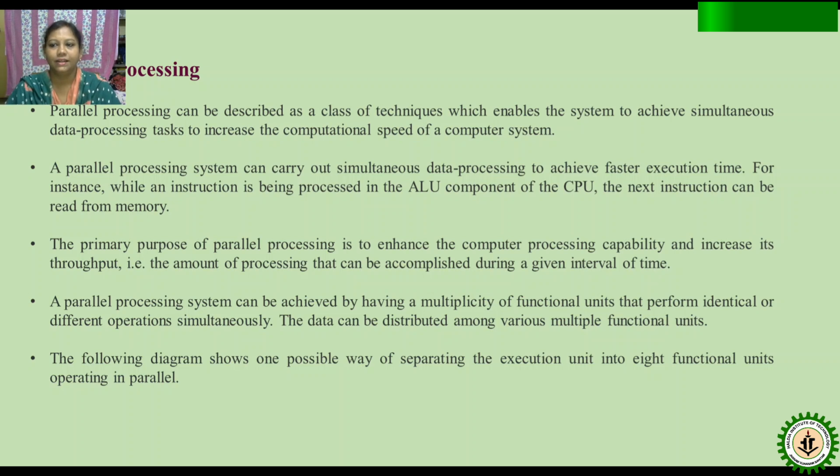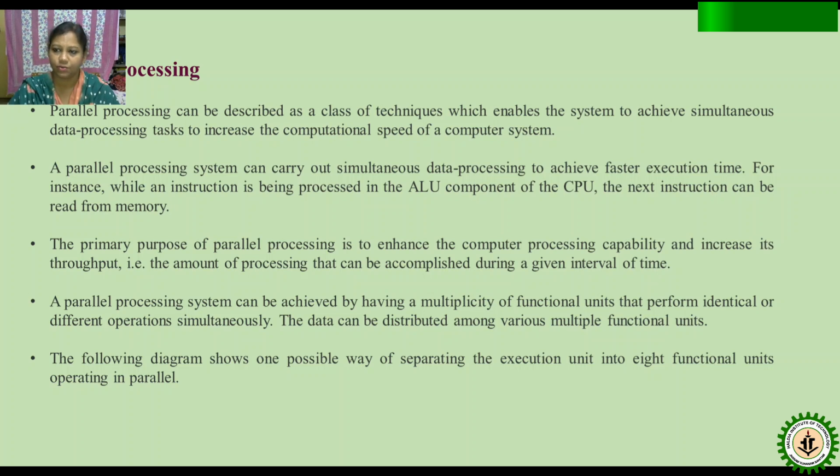What I am telling you is that it is to achieve simultaneous data processing. Suppose there are 10,000 data for processing. How do you increase the computational speed of your system? Then this technique is introduced, that is parallel processing. A parallel processing system can carry out simultaneous data processing to achieve faster execution time, that is, to get the output from the system faster.